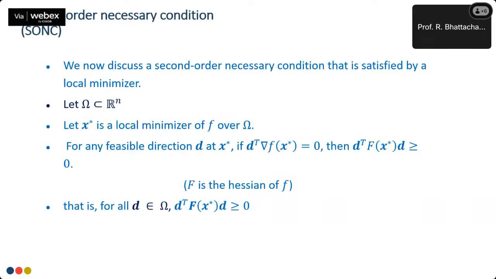So we come to the second order necessary condition. If x star is a local minimizer of f over omega, and for any feasible direction d at x star, d transpose gradient of f(x star) is equal to 0, so that condition is satisfied. And then we have d transpose F d, where F is the Hessian of function f, greater than or equal to 0 for all d belonging to omega. So this is the most general definition.